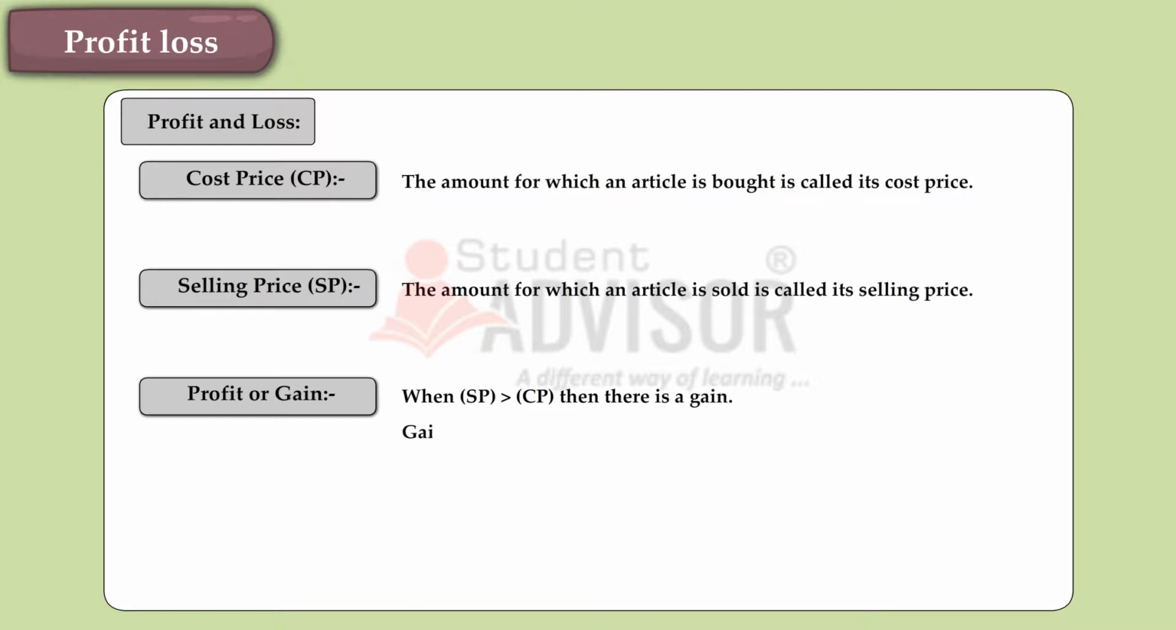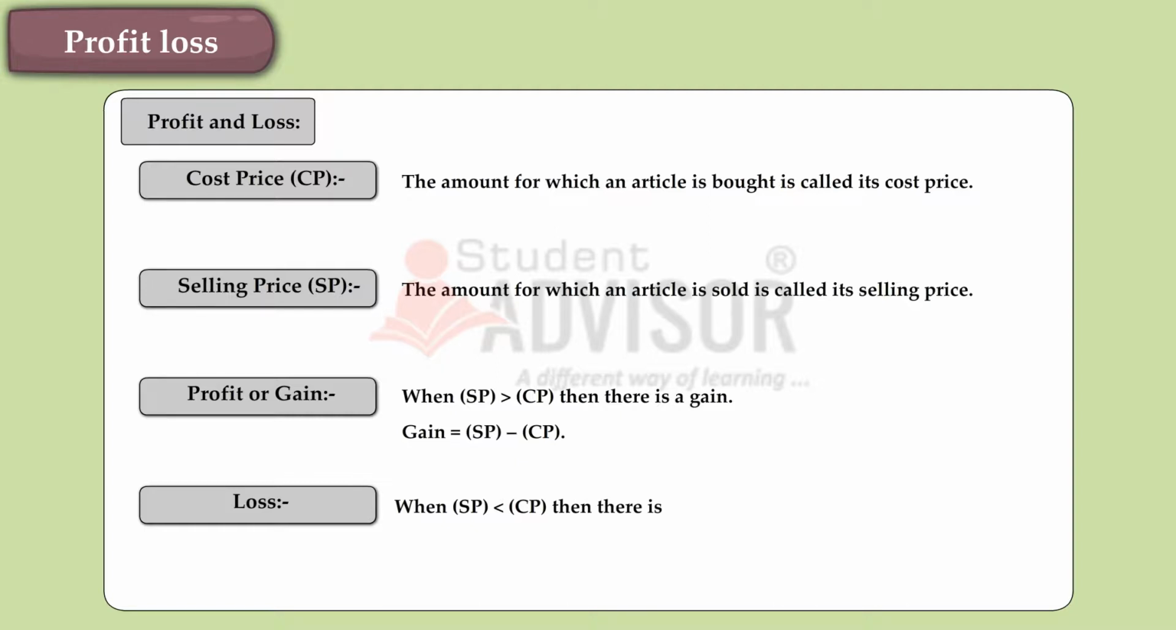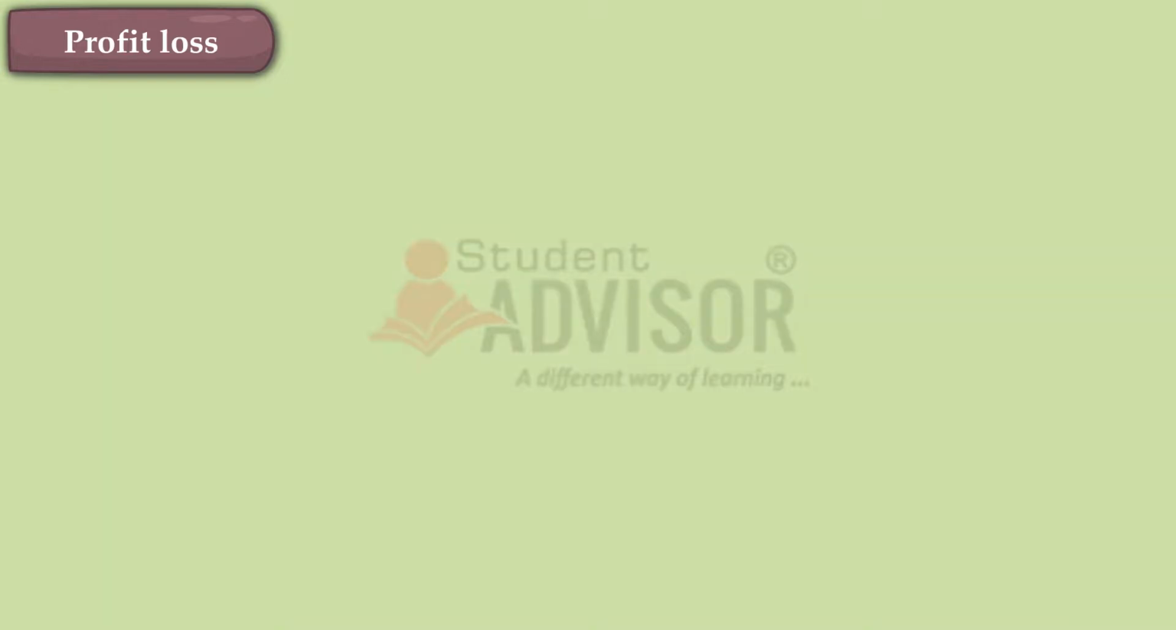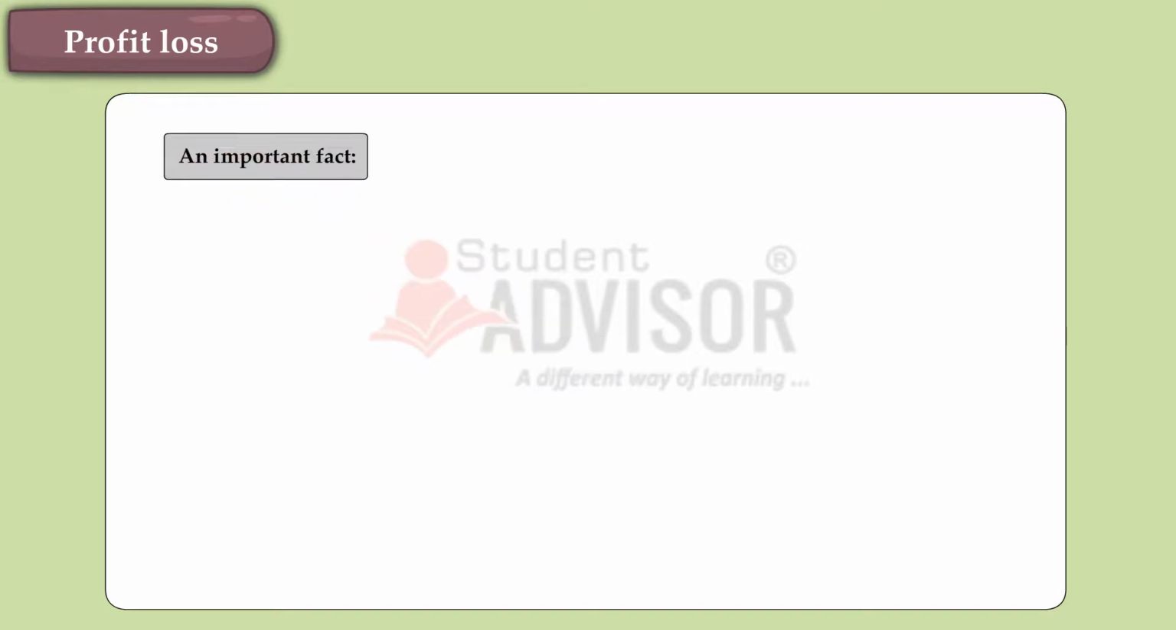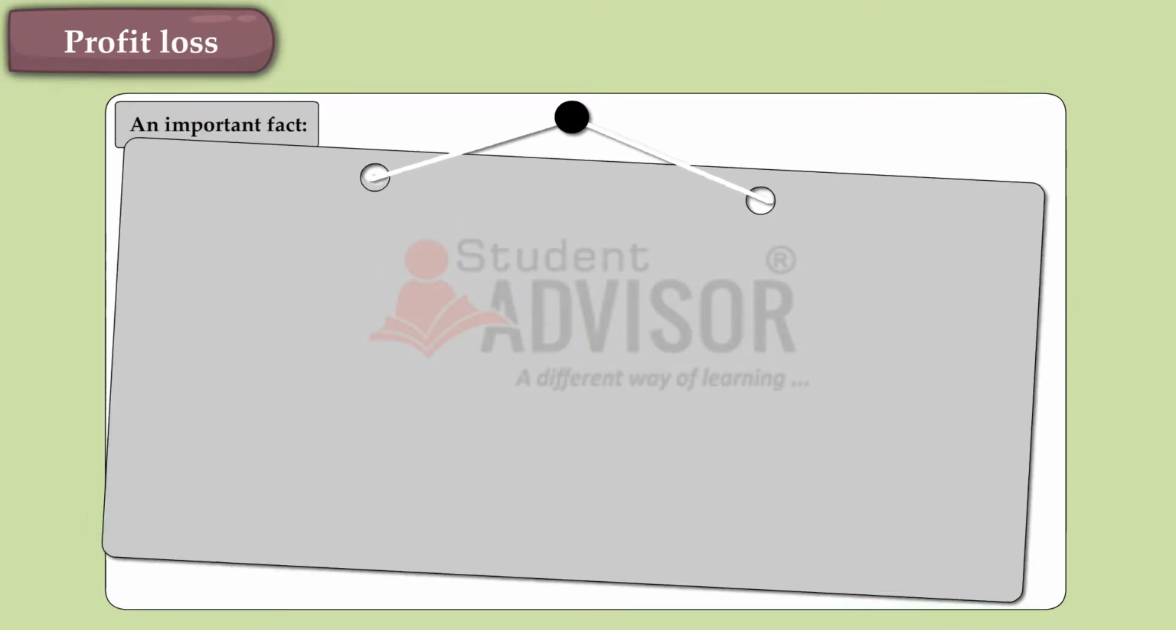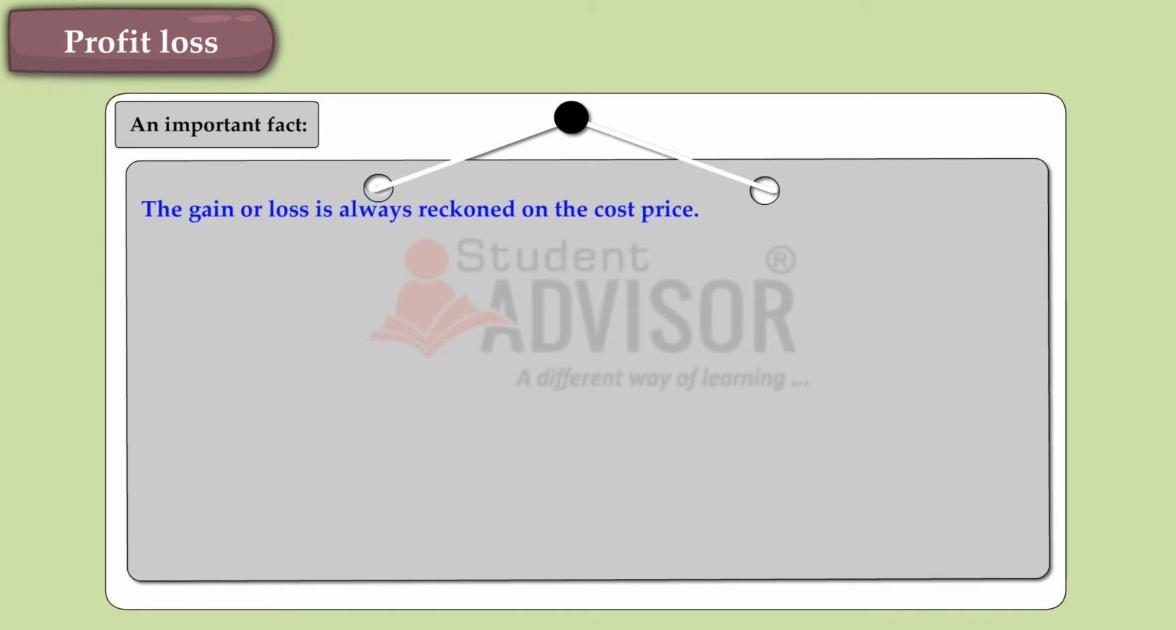Gain is equal to selling price minus cost price. Loss. When selling price is less than the cost price, then there is a loss. Loss is equal to cost price minus selling price. An important fact. The gain or loss is always reckoned on the cost price.